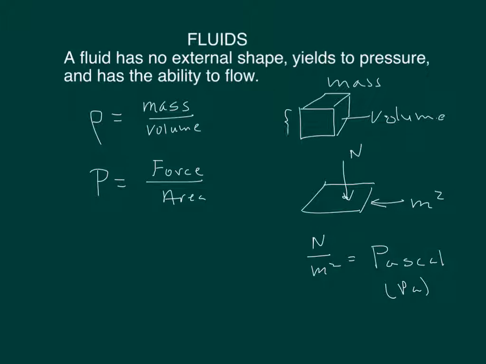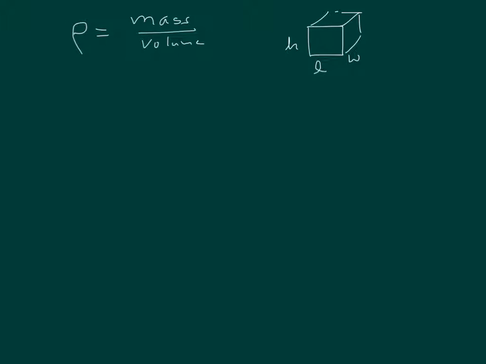Now, let's consider this volume. It has a height h, a length here, and a width here. Consider then that the volume is equal to the length times the width times the height. The length times the width is the area. Rewriting then the density, we have it as the mass over the length times the width times the height.